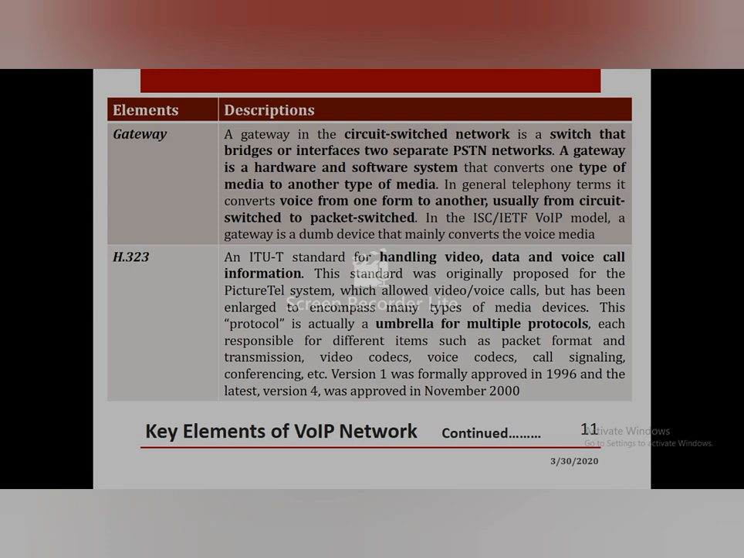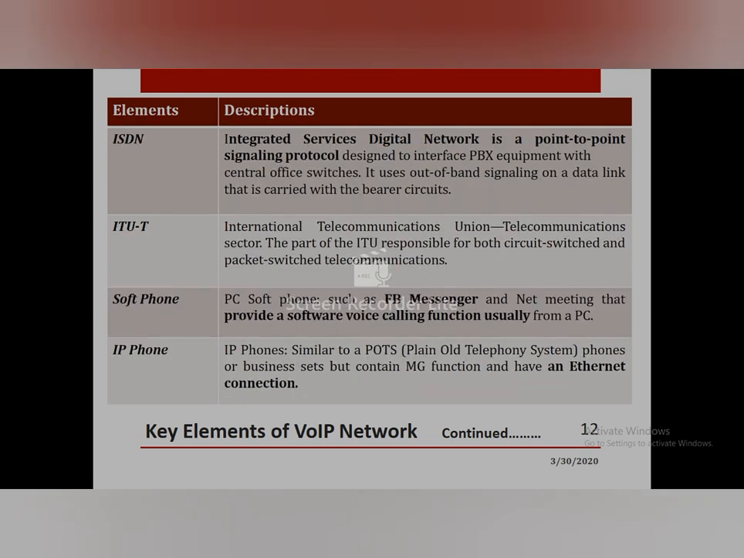It's an umbrella term for the multiple protocols that are used in VoIP. ISDN is an Integrated Services Digital Network, a point-to-point signaling protocol that is designed to interface PBX equipment with central office switches. ITU is the International Telecommunication Union.